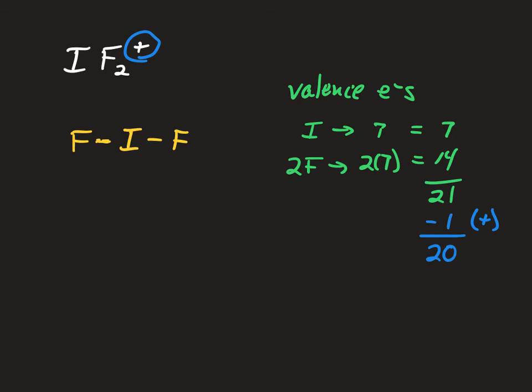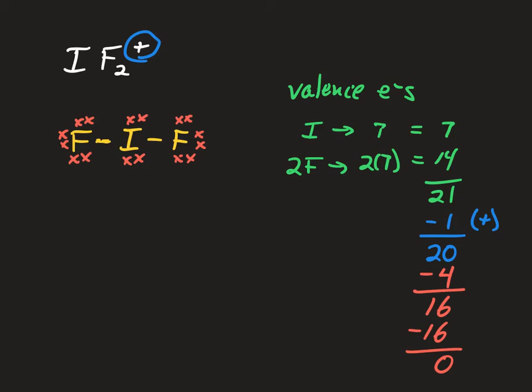Because of bonding, we've already accounted for 4 of those, leaving us 16 to distribute. Start around the outside, distributing in pairs to give the outside atoms an octet. There's 6. There's 12, 13, 14, 15, 16. We have used up all 16 of our electrons, and we have no electrons left.